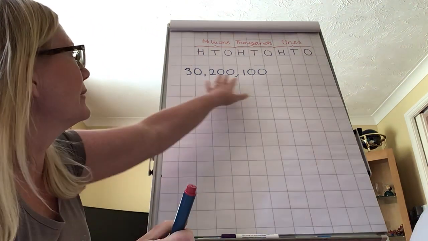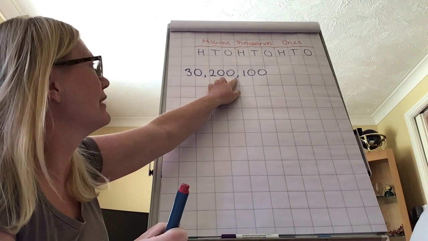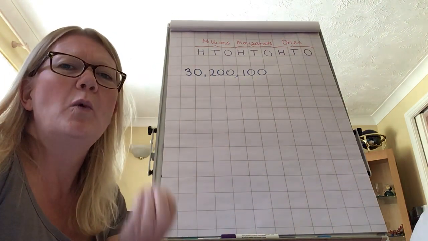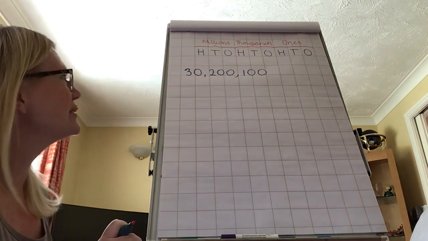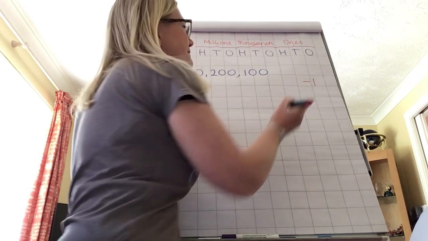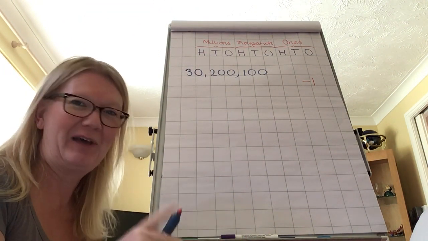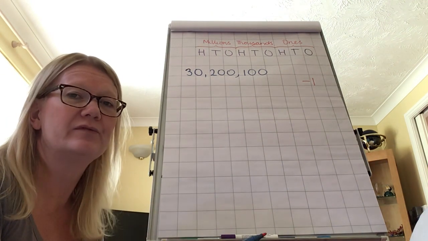So I'm going to start off with this number. So we've got 30,200,100. So what do I need to do if I want to find one less? If I want to subtract 1 from that? I'm not going to do a formal calculation. We don't need to. I'm going to look at the number of ones that I've got.